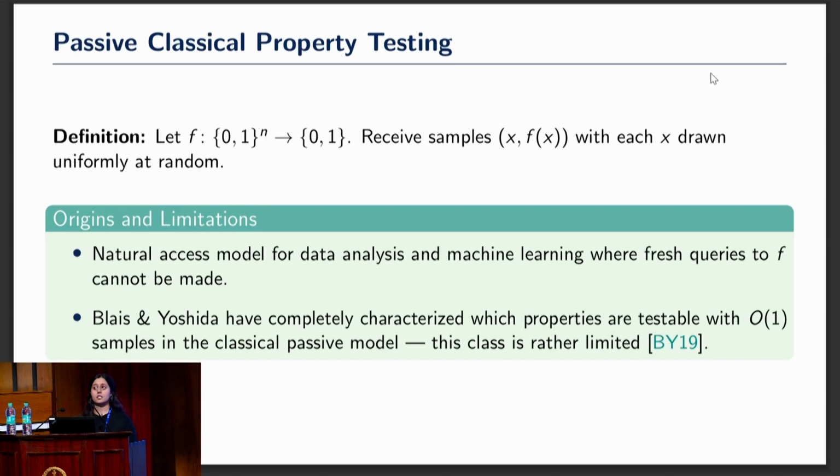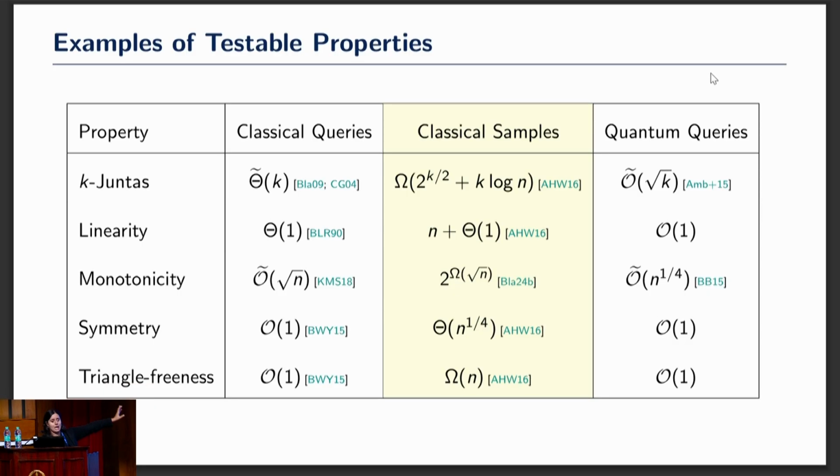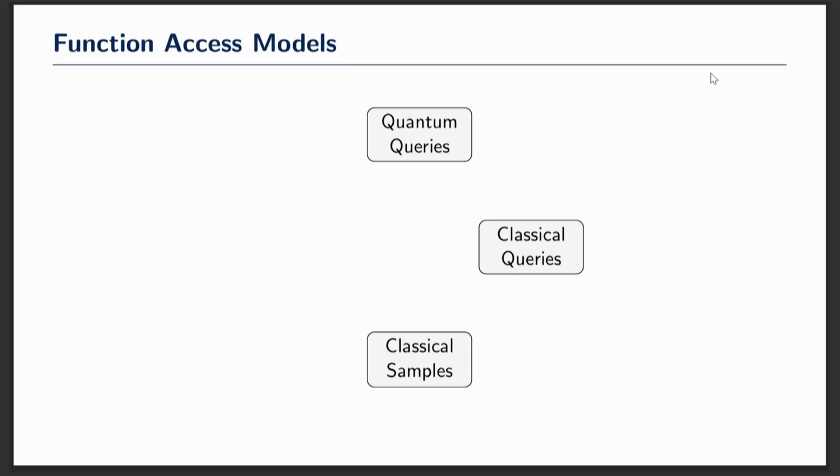And it turns out that the class of properties that are testable if you're given sample access and not query access is just rather limited. And if we go back to our list of testable properties, we see that, as we might expect, when we go from classical queries to classical samples, our complexity gets worse. So linearity, which was originally just a constant number of queries, now requires n number of samples.